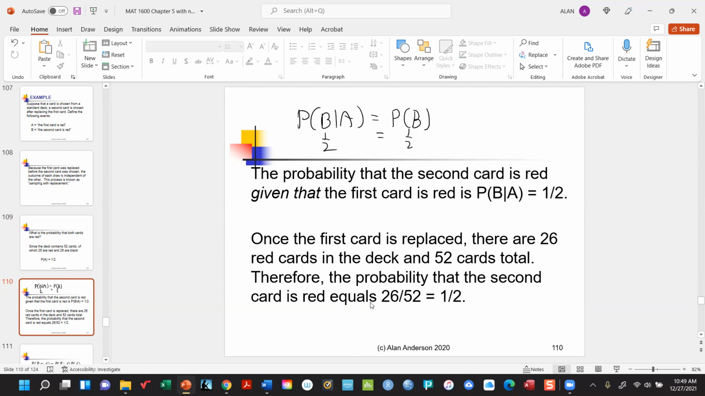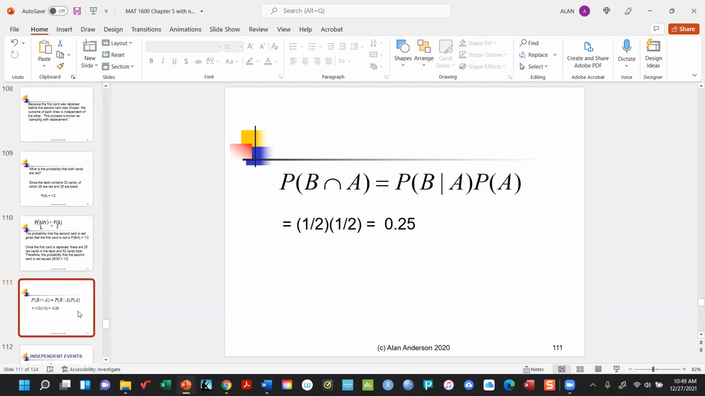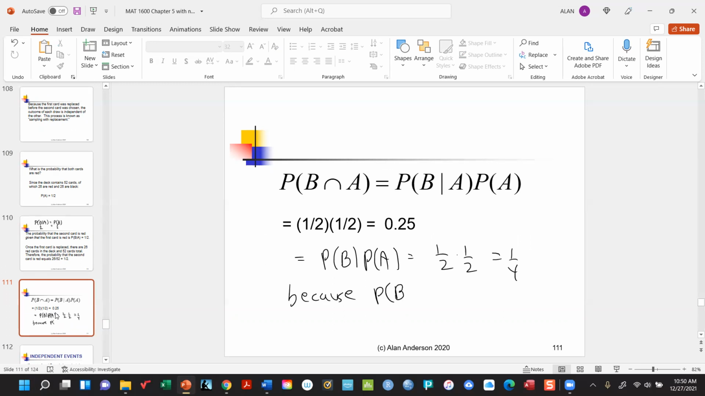Aha. So it's like, imagine me telling you, what's the probability that the stock market goes up tomorrow, given that the forecast is for rain? That would have the same probability as saying, what's the probability that the market goes up? Because the rain has nothing to do with anything. Interesting. So then when we plug these numbers into our multiplication rule, look what ends up happening. The probability of them both being red is 1/2 times 1/2, or 1/4. But guess what? That's the same thing as simply multiplying these two together, because these are equal to each other.